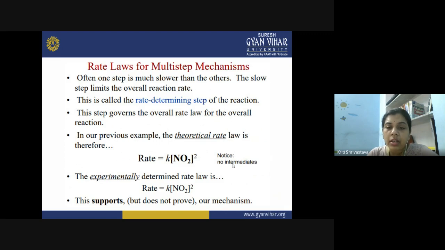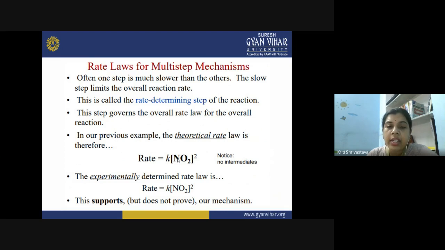So it is not including any intermediates here, right? So the experimentally determined rate law would be rate is equal to k[NO2]². So this supports our mechanism. Your experimental rate law is identical with the theoretical rate law that you have calculated from the reaction mechanism.